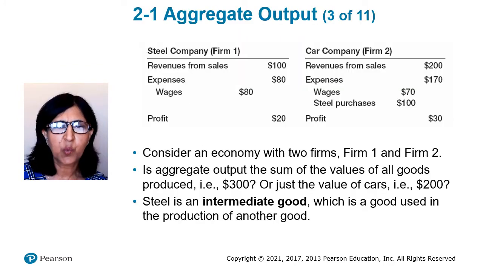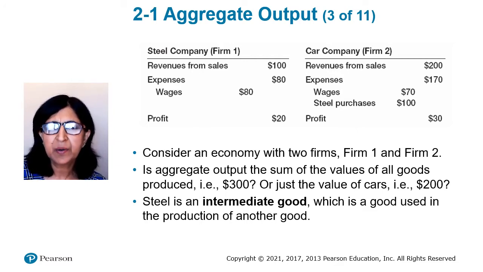Section 2-1 considers an economy with two firms: a steel company, firm 1, and a car company, firm 2. The steel company's revenues from sales are $100 and the car company's revenues from sales are $200. Pause for a moment and take a look at all the information provided about the revenue from sales and all the expenses incurred by the two firms. Is aggregate output the sum of the values of all goods produced, that is $300, or just the value of cars, that is $200?